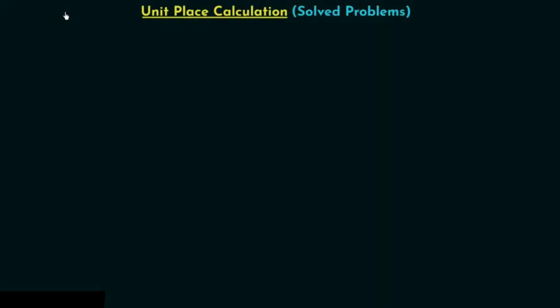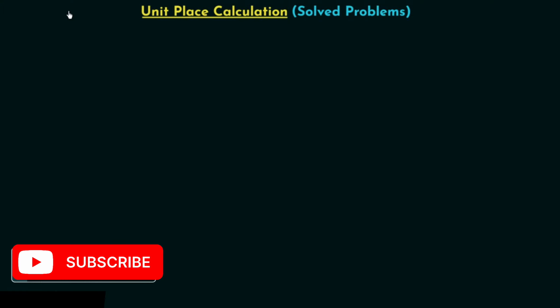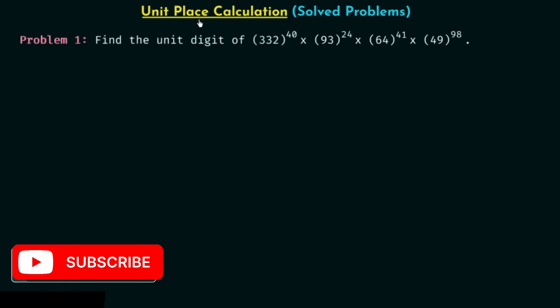In the last 3 lectures, we have seen how to find out the digit at unit place with the help of the cyclicities of decimal digits. And now, in this lecture, we are going to solve 2 problems based on the unit place calculation. So let us move on to our problem number 1.